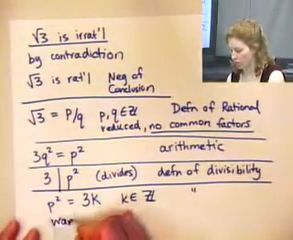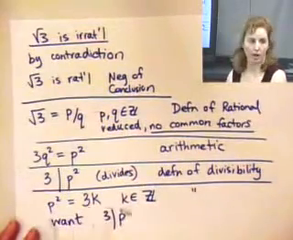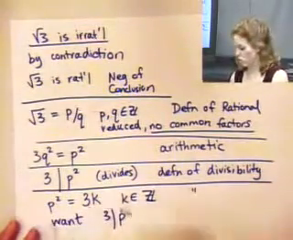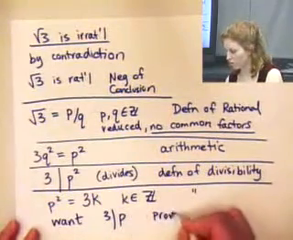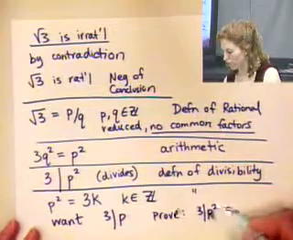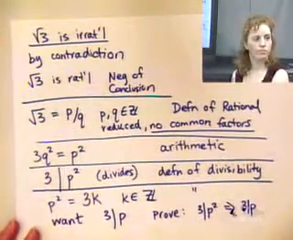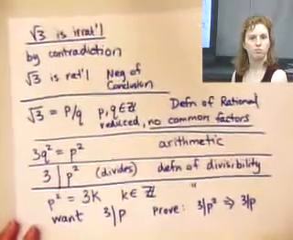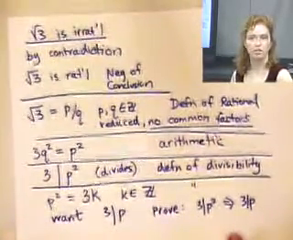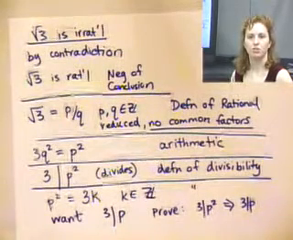This is what we want. I'm going to write it down. We want that 3 divides p, but we don't have it yet. So we're going to prove a statement. We're going to prove if 3 divides p squared, then 3 divides p. We should be able to prove it, right? Because it makes sense.